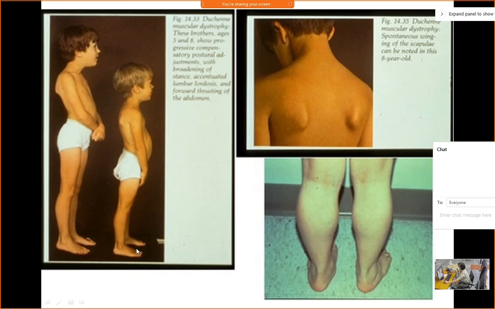The broadening of stance will be there. That means they keep their feet apart to balance themselves. Excessive lumbar lordosis, protrusion of the abdomen, and winging of the scapula with pseudo-hypertrophy of the calf muscles. So these are the features of Duchenne's muscular dystrophy.